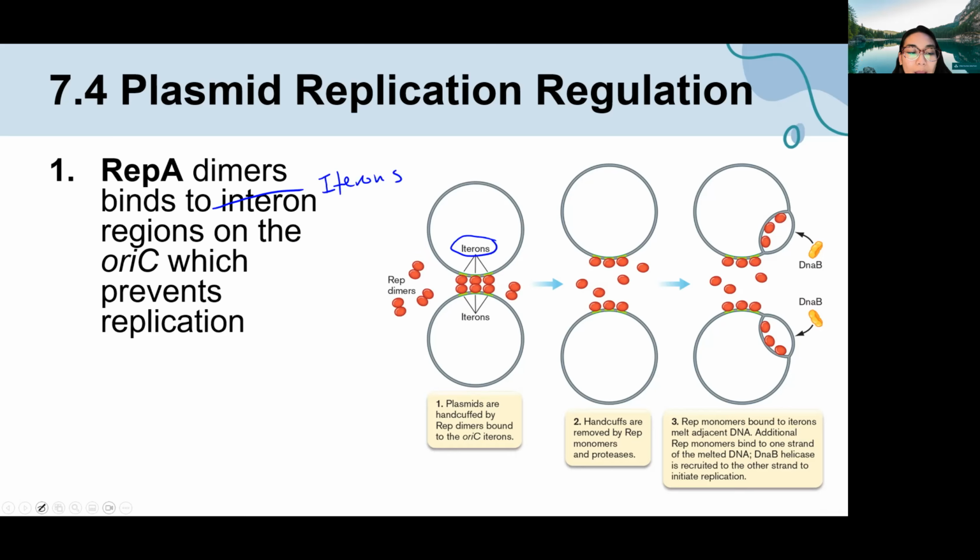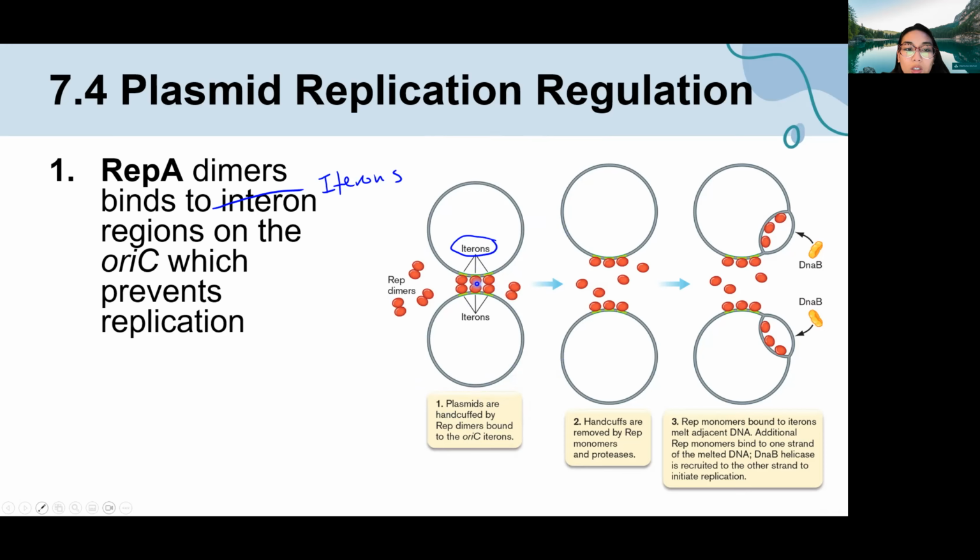And notice that what happens when there are a bunch of these Rep-A dimers is that it basically makes two plasmids get stuck together. We call it a handcuff, because we're handcuffing two plasmids together, like when your hands get handcuffed. And when two plasmids are handcuffed like this, there's no way that DNA replication can happen. So this formation turns off replication of the plasmid.